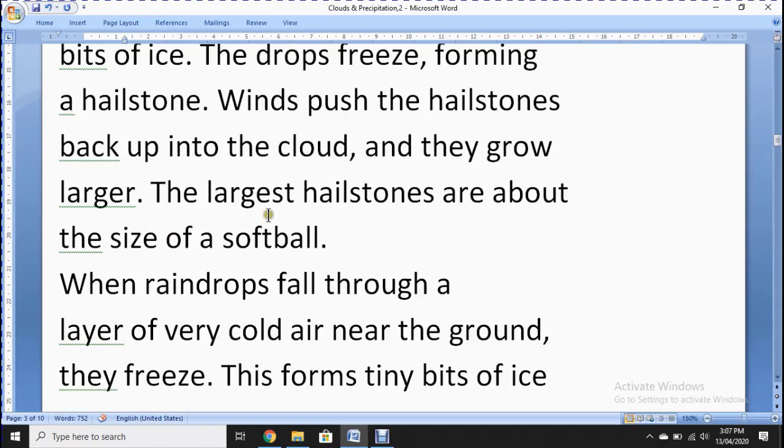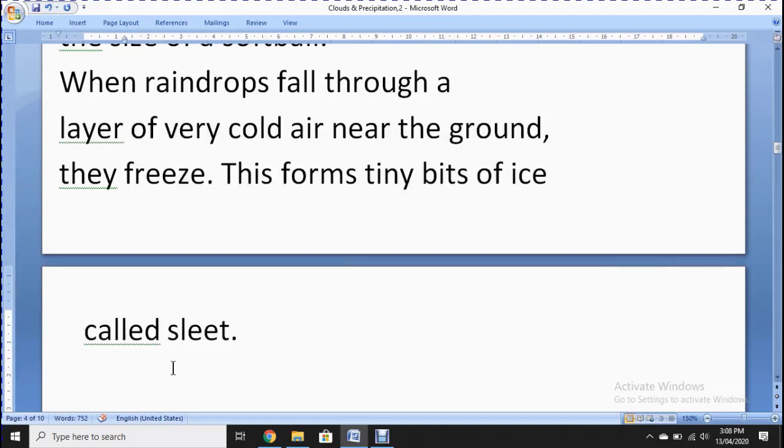The largest hailstones are about the size of a softball. When raindrops fall through a layer of very cold air near the ground, they freeze. So what happened? This forms tiny bits of ice called sleet.